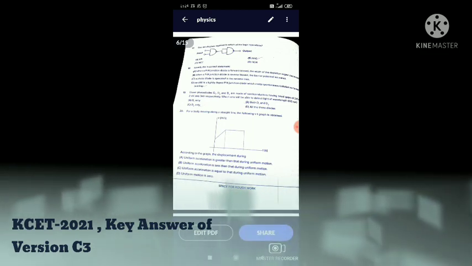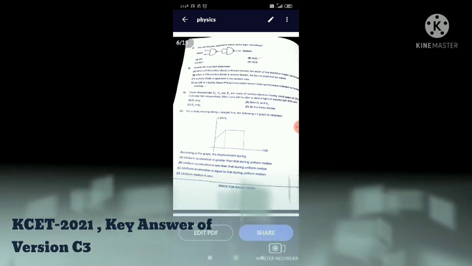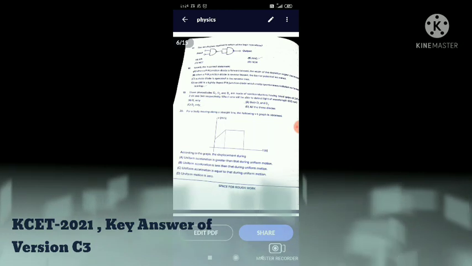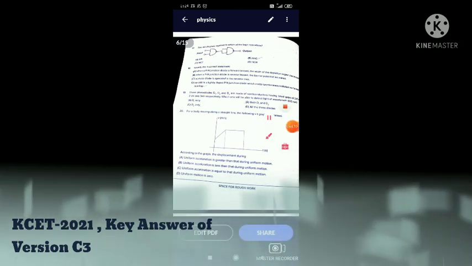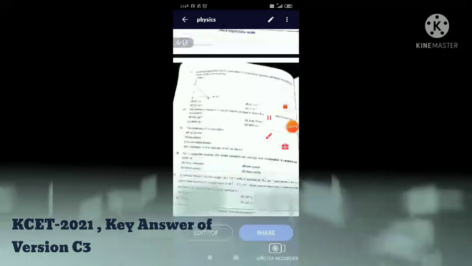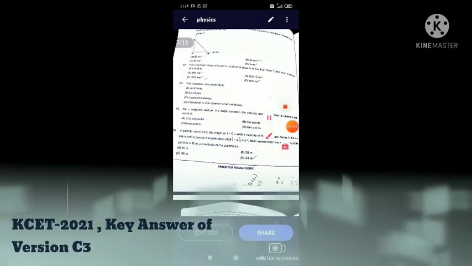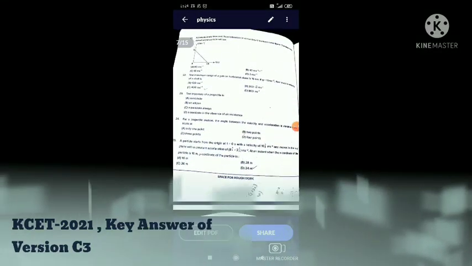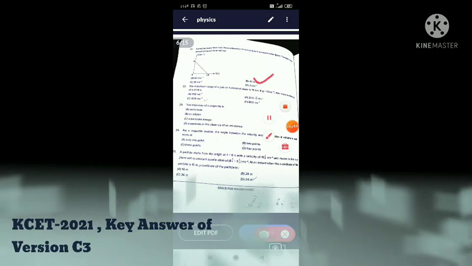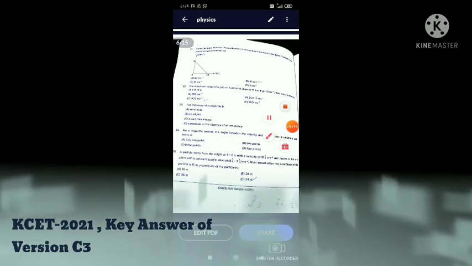Its acceleration A versus time t is shown in the figure. The maximum speed of the particle will be. The correct option is option B. B is the correct option. Then we will move to the 22nd question.